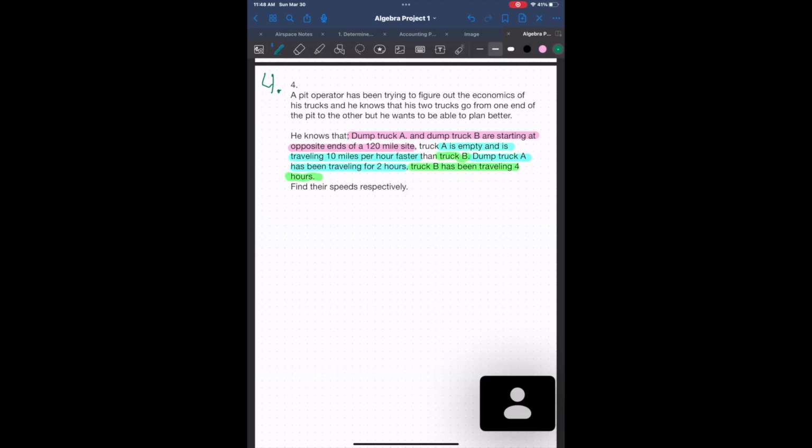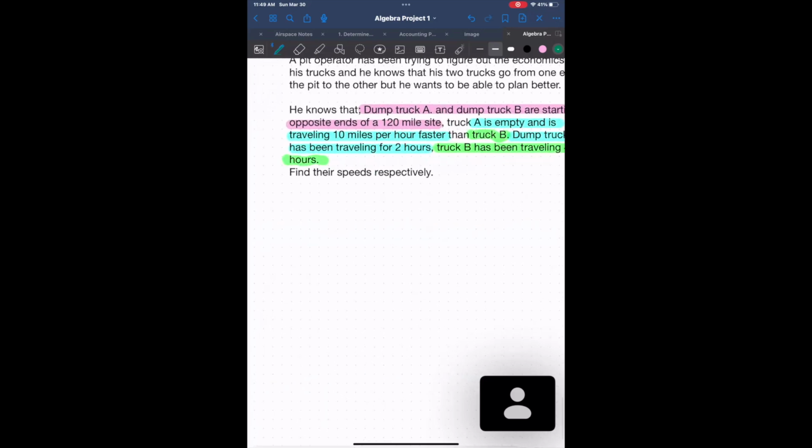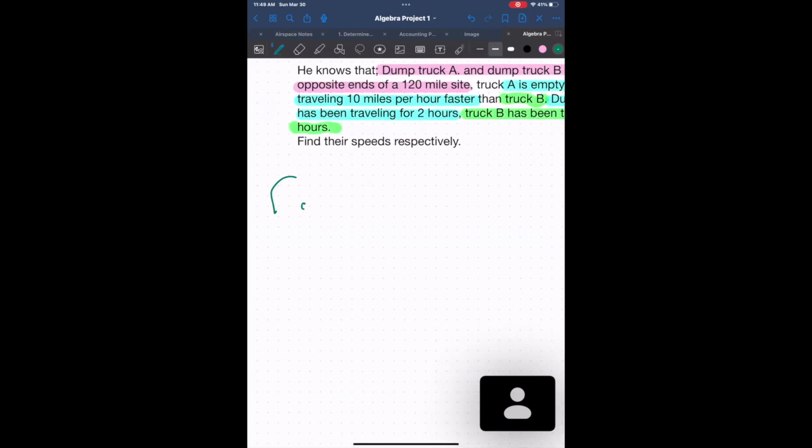So now we've got a comparison. Dump truck A has been traveling for 2 hours. Dump truck B has been traveling for 4 hours. So sounds like we're going to be doing a comparison and a substitution here. So what I like to do is remind myself that we're going to have rate times time equals distance. And on top of that, we're going to have A, we're going to have B. Let's hold on. I'm going to position this just a little bit differently.